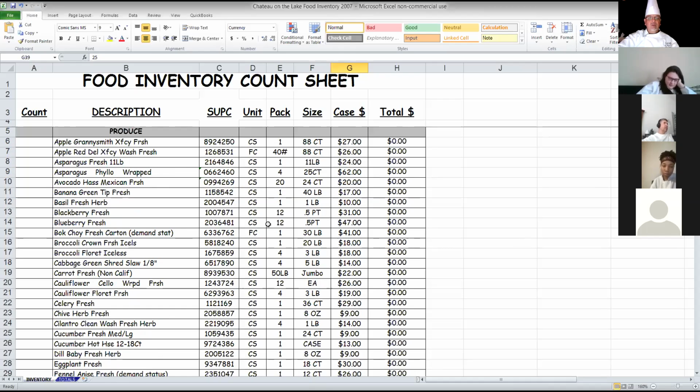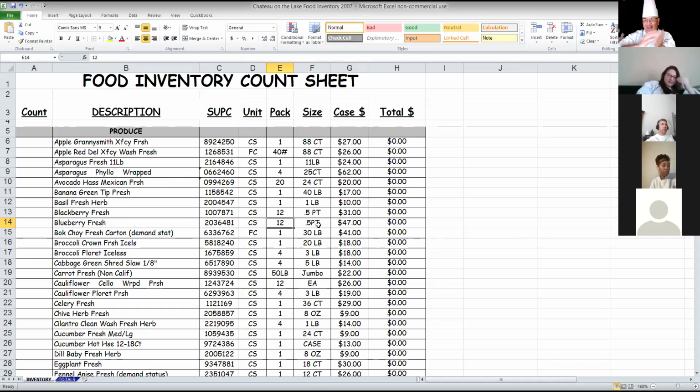Here we go. Blueberries. They're $47 a flat. Okay. They're 12 half pints in one flat. So you take 47 divided by 12, okay, and divided by half a pint. That is how much one of those little clamshell plastic things of blueberry costs you.